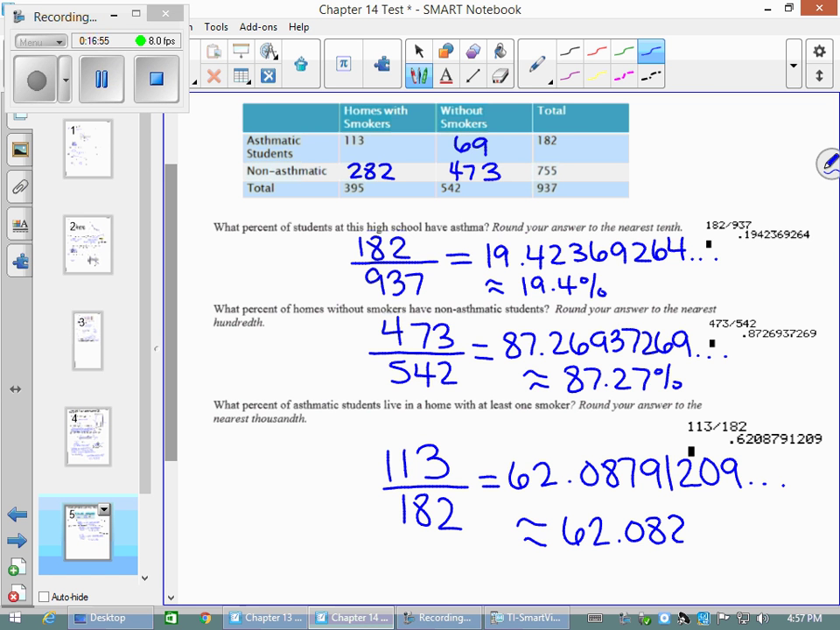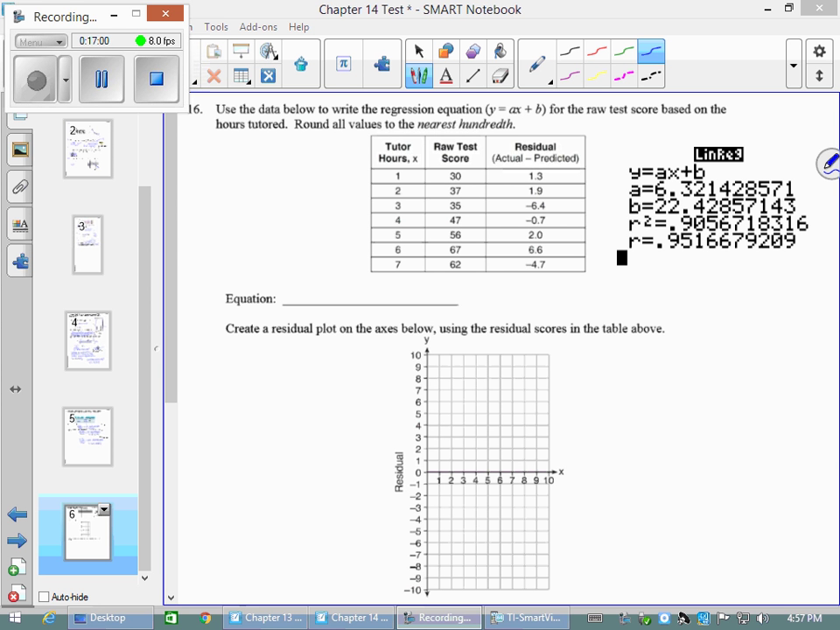Okay, and the last question here, number 16, gave us data, tutoring hours, the raw test score, and the residual. And the first thing we were asked for was to write the regression equation, and they tell us it's linear. They say y equals ax plus b for the raw test scores. So I took the hours and put them into my L1. I took the raw test scores, put them into my L2, and this is what I got in the calculator. So we're rounding here to the nearest hundredth, so my equation should be y equals 6.32x plus 22.43.